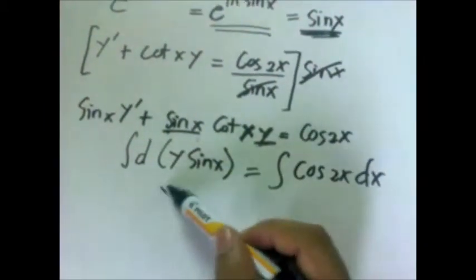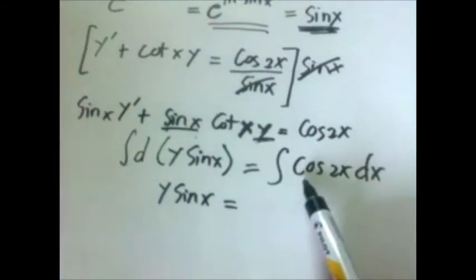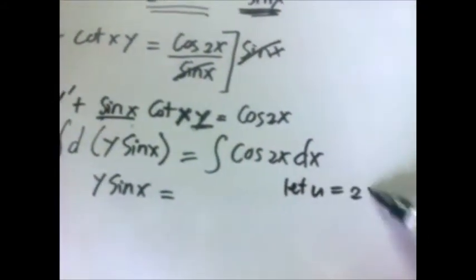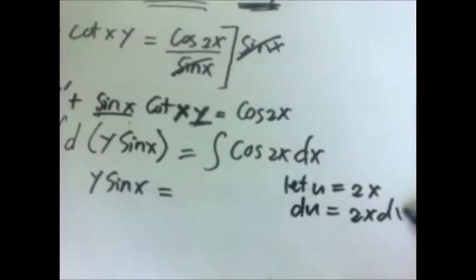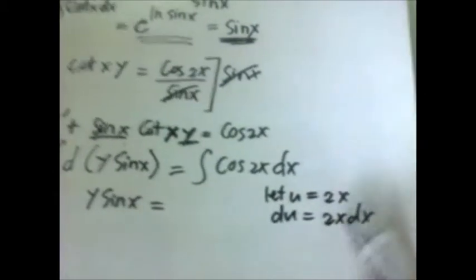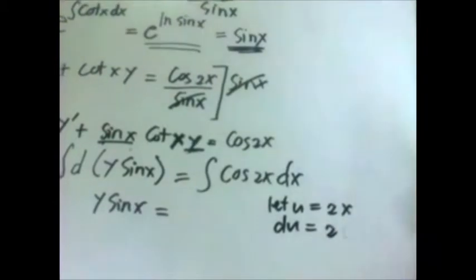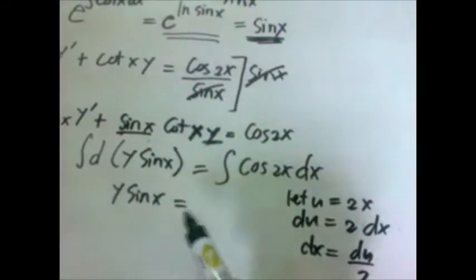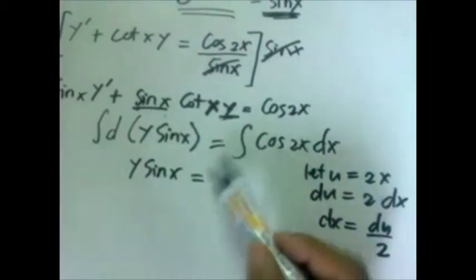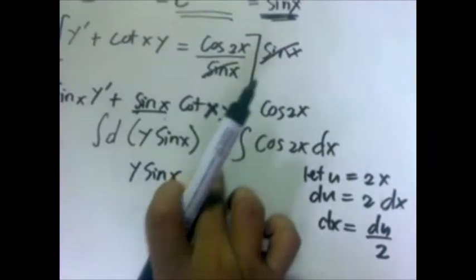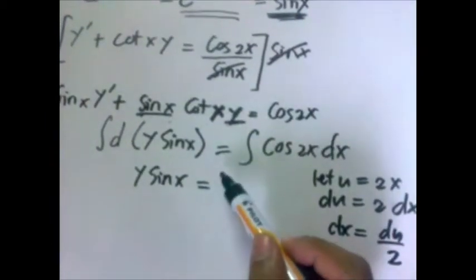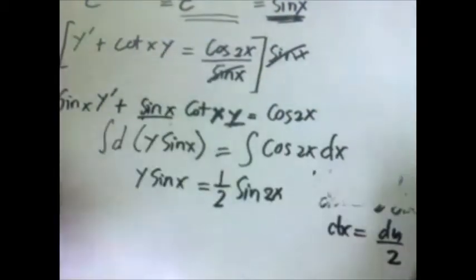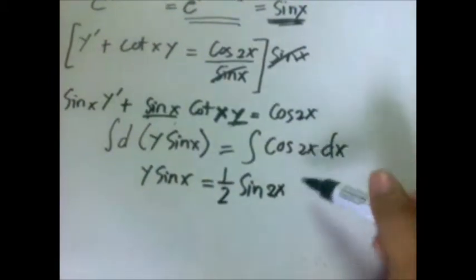Then after that, y sine x is equal to the integral of cos 2x. How are we going to integrate this? Of course, we let u equal 2x. Then du is 2 dx. So therefore dx is equal to du over 2. To make it short, taking out the constant from the integral sign, the integral of cos 2x is equal to 1/2 sine 2x. Then of course, don't forget to put your plus c.